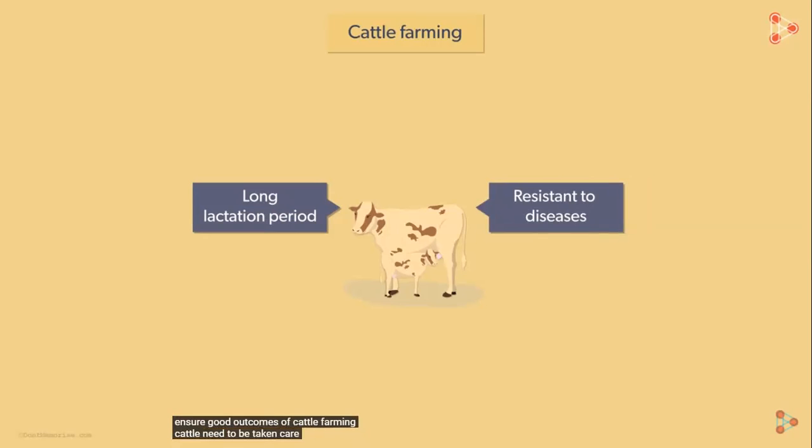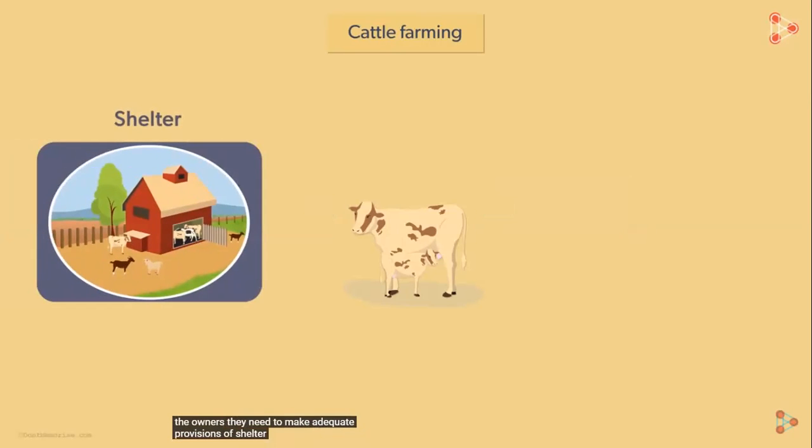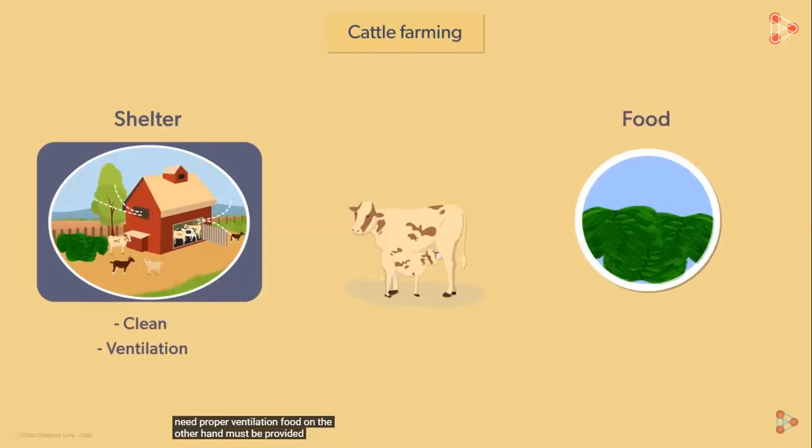However, having exotic breeds of cattle does not ensure good outcomes of cattle farming. Cattle need to be taken care of. This involves a lot of effort on the part of the owners. They need to make adequate provisions of shelter and food for animals. These shelters must adhere to basic requirements of hygiene. Clean shelters, for instance, are a must. They need proper ventilation. Food, on the other hand, must be provided for 2 major reasons. First, food should sustain their needs for maintenance of the body. Secondly, additional food must be provided to suffice their bodily needs for producing milk.